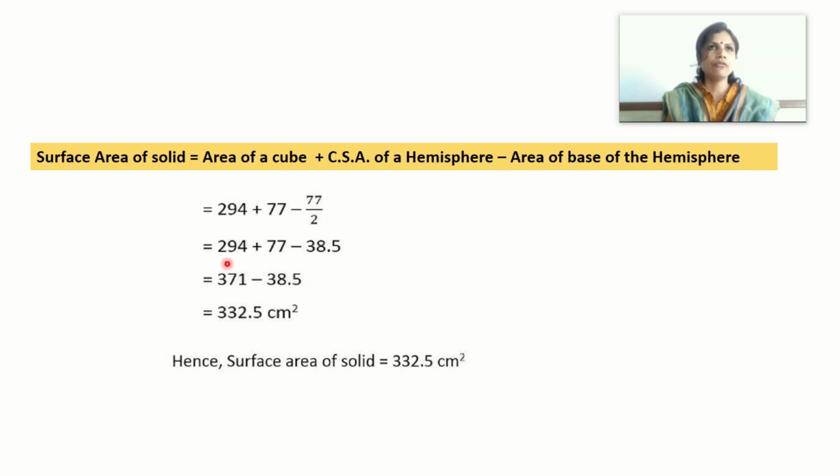So we have 294 plus 77 minus 38.5, and this is now normal, your addition and subtraction things. Please calculate as fast as possible. I hope you're getting the answer as 332.5 centimeter square. So the surface area of the solid is equal to 332.5 centimeter square. Okay, so let's go to the next sum of the exercise.